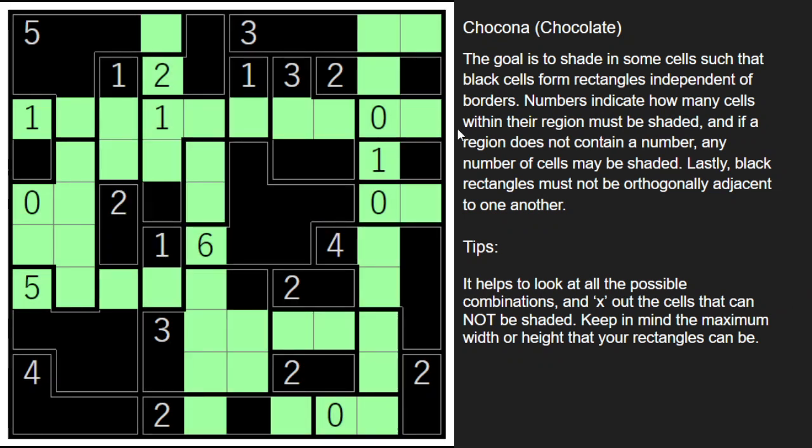Hopefully you guys liked it. I find these pretty interesting. They were a little tough at first because they are pretty unique. There's not a whole lot of puzzles like it.